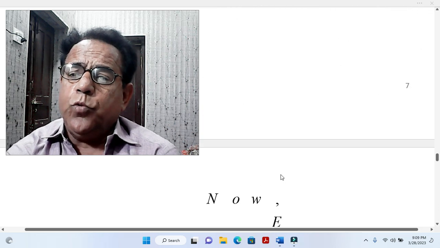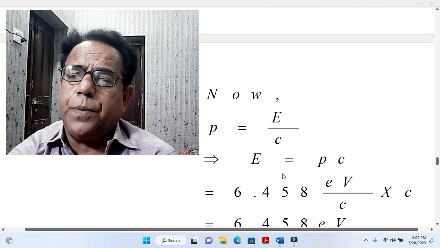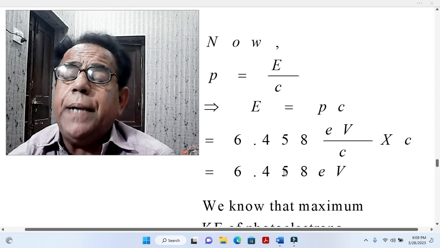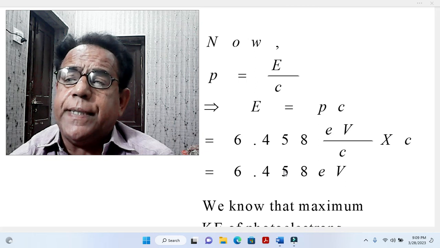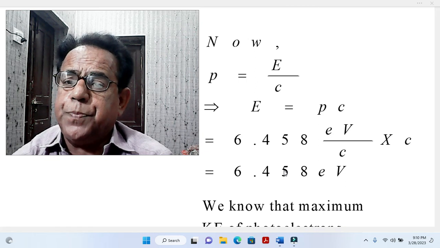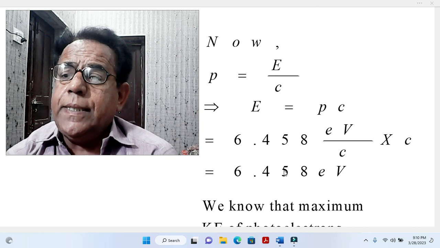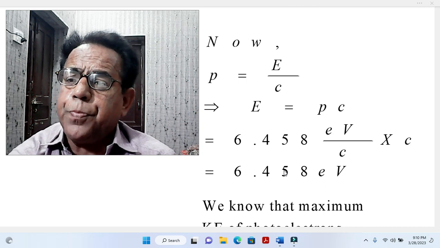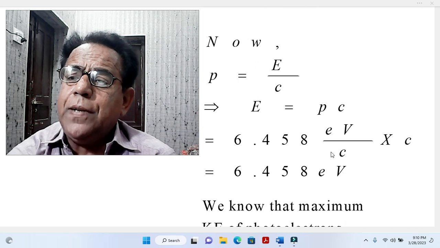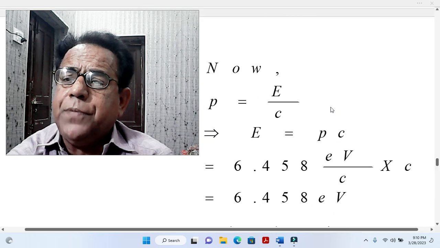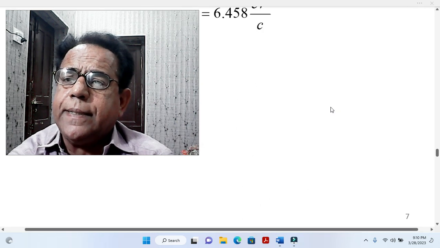Now we move to the next part. Momentum p is equal to E over c. This implies that E is equal to pc. What we have done is taken the value of p, which we calculated in the previous step.